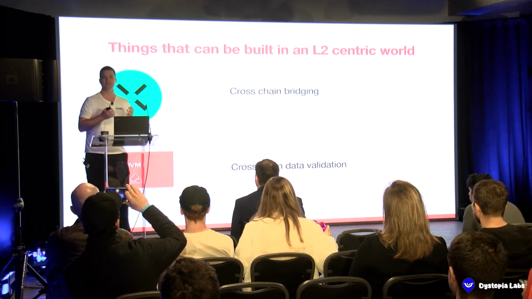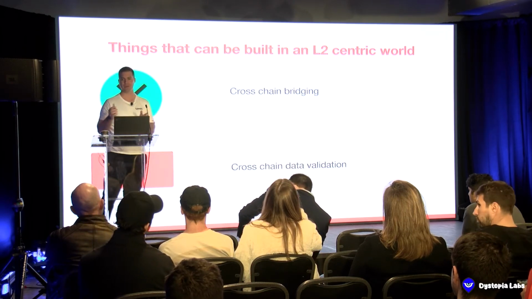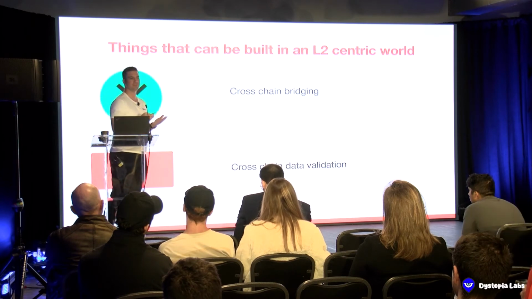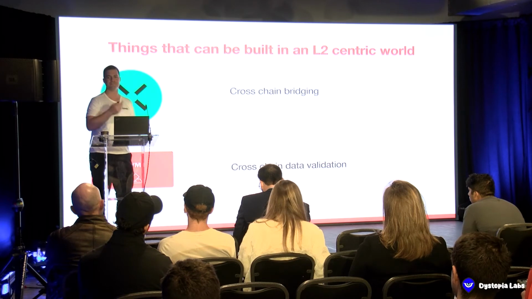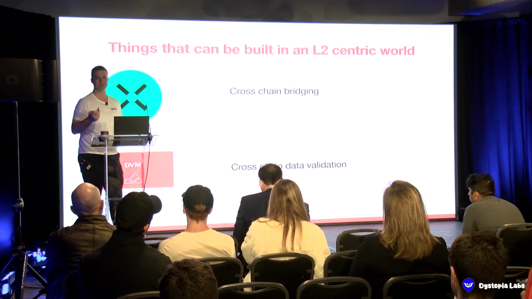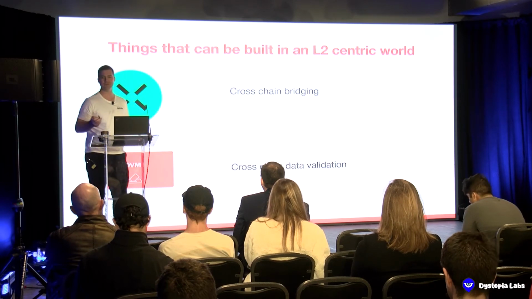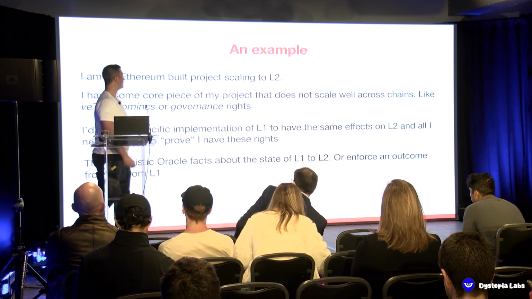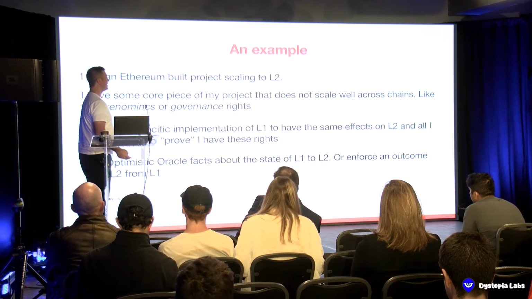Moving data from L2 to L1 right now, because of the optimistic waiting period, can take 7 days. But if you trust the incentives of the optimistic oracle, we could potentially get that done faster, with the fallback of the 7 days. If you're willing to accept a 2-hour dispute period instead of the 7-day one, you could build some data verification and data validation between different chains. I have an example, but I'm going to skip it.